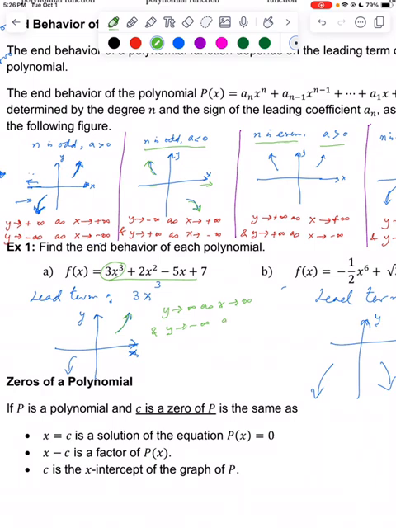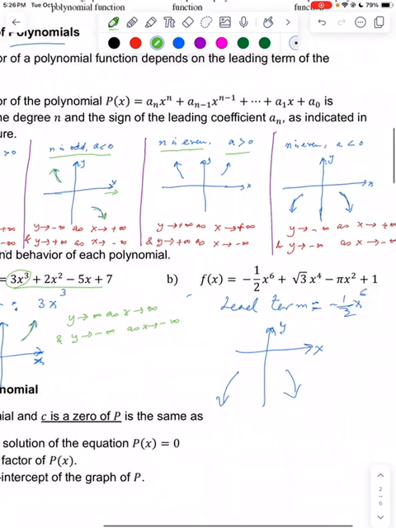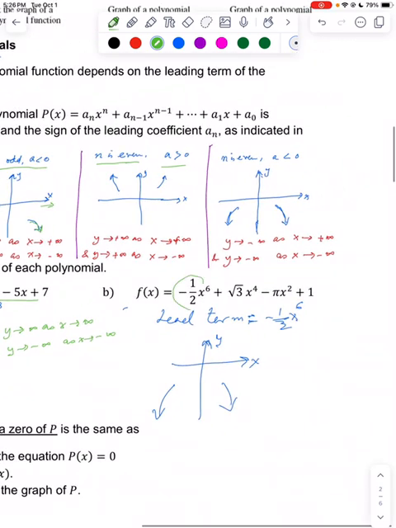With the second one here, the lead term is this one, so the degree is 6, even degree, and the coefficient is negative, so it will go down, down, down on both sides like this picture I have here, or y goes to negative infinity as x goes to positive infinity and y goes to negative infinity as x goes to negative infinity.